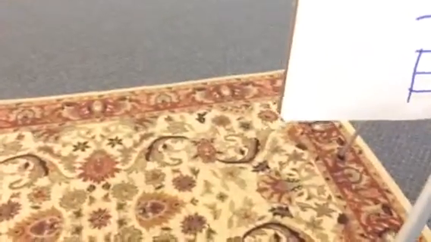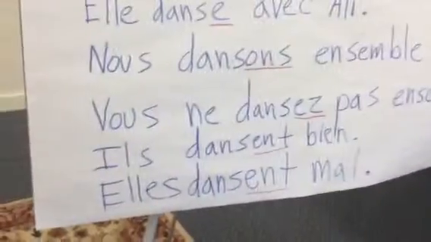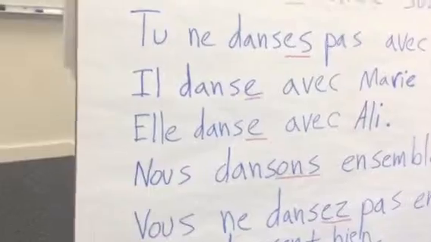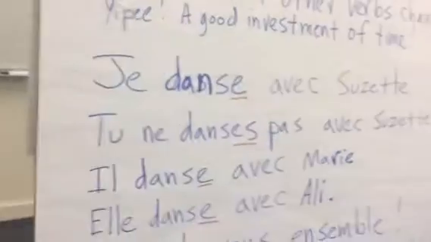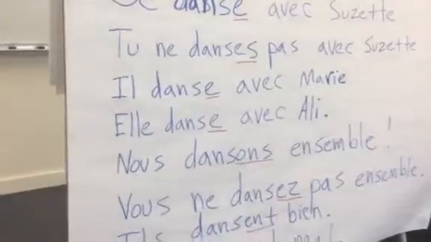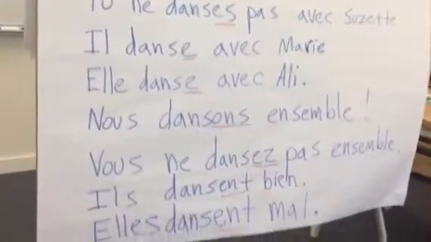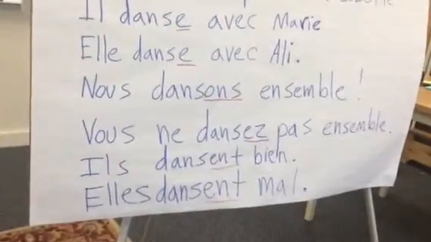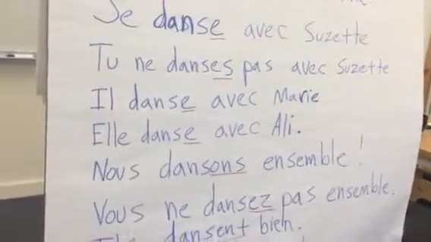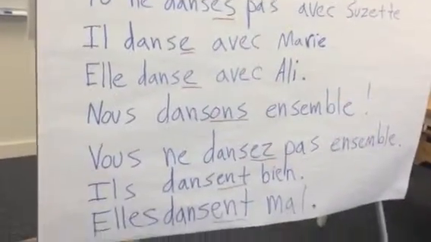Missing an S. Put that on. Elles is plural. So, as you see, elles dansent, you get the ENT on the plural, whereas elle, just one female, it's just E. So, je danse avec Suzette, tu ne danses pas avec Suzette, il danse avec Marie, elle danse avec Ali, nous dansons ensemble, vous ne dansez pas ensemble, ils dansent bien, elles dansent bien. So, the endings, E, ES, E, ONS, EZ, ENT, ENT.